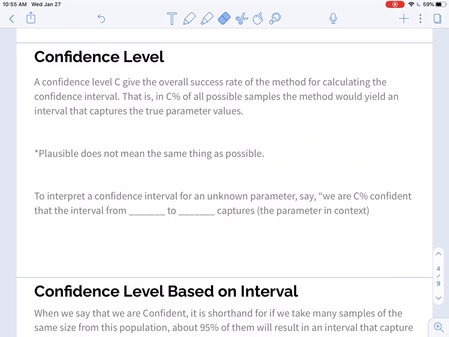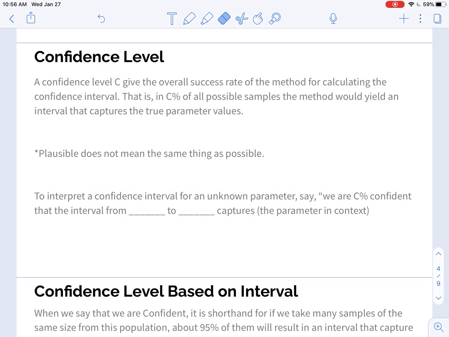So a confidence level. A confidence level gives the overall success rate of that method for calculating the confidence interval. That is, in C% of all possible samples, the method would yield an interval that captures the true parameter value. And plausible does not mean the same thing as possible. So as we go through and find our confidence intervals, make our margin of error, and then create confidence levels, a plausible answer is not the same thing as a possible answer.